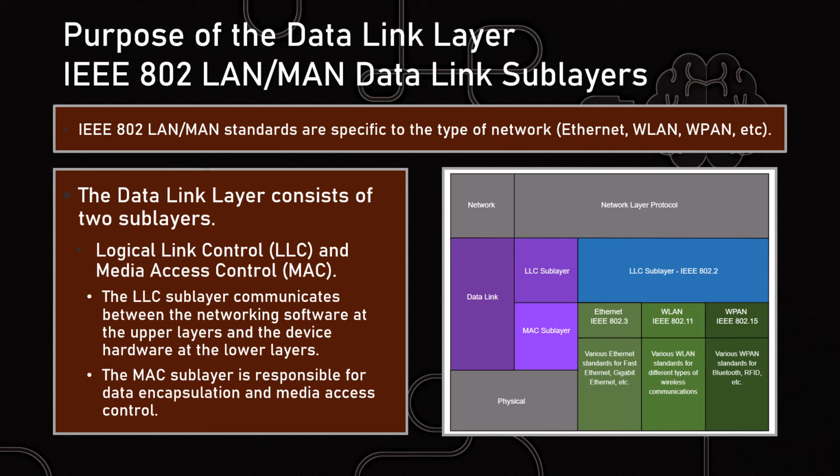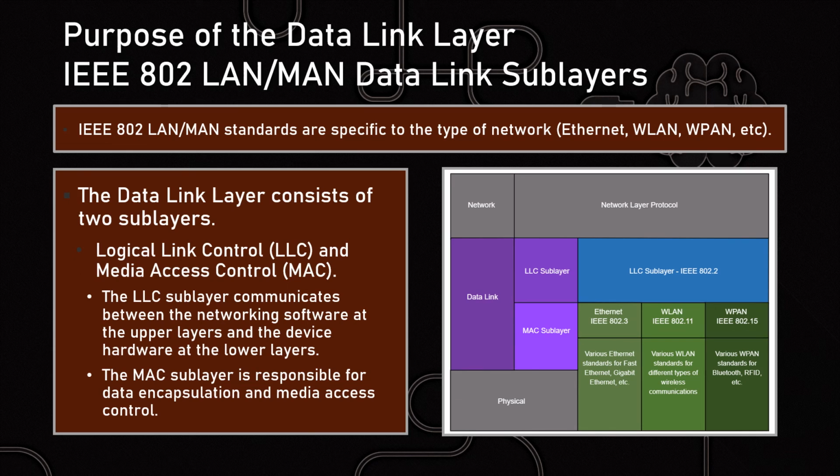The IEEE 802 LAN/MAN standards are specific to the type of network being employed. Is it Ethernet? Is it using a wireless LAN, a wireless personal area network such as Bluetooth? The data link layer itself is not a continuous single layer, but rather a marriage of two sublayers. The two sublayers are the LLC, the logical link control, and the media access control, or MAC.